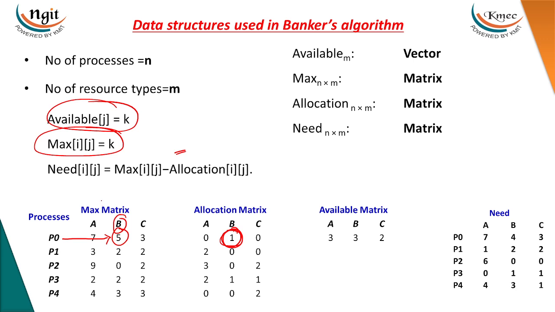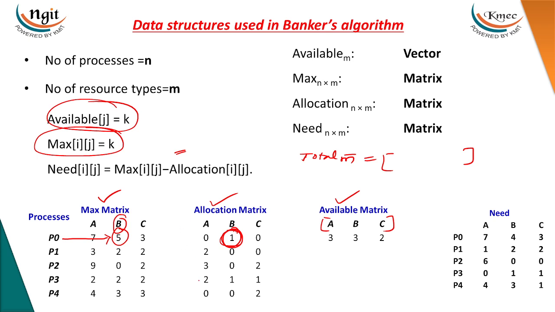So initially we'll have the max matrix, the allocation matrix, and the available matrix. Apart from this, there is something called the total matrix. Total of how many resources? 3 resources. Total of m. So here we need to find the total. How to find the total?